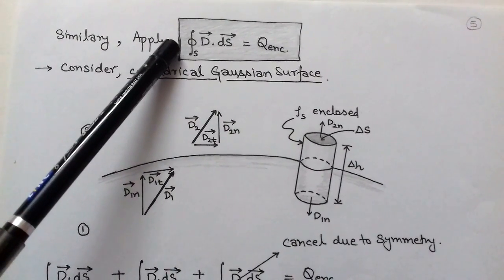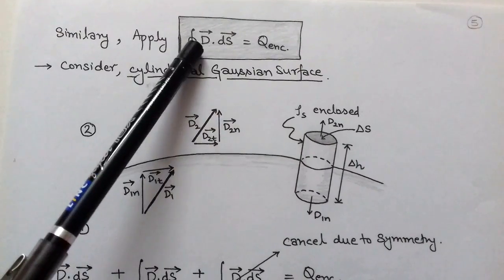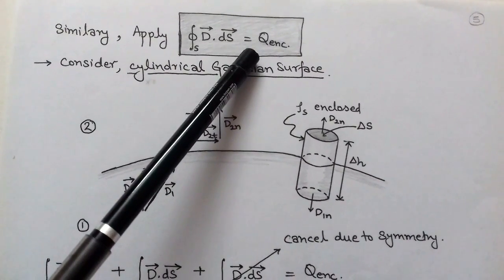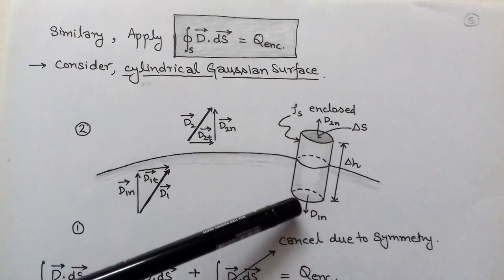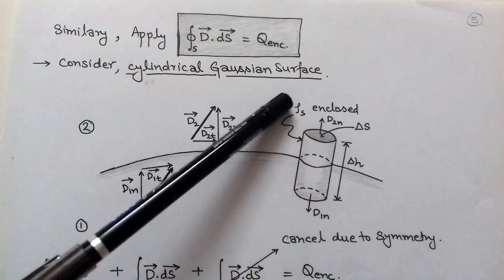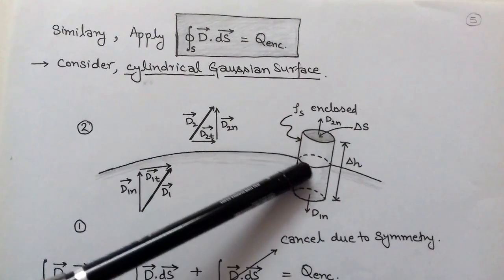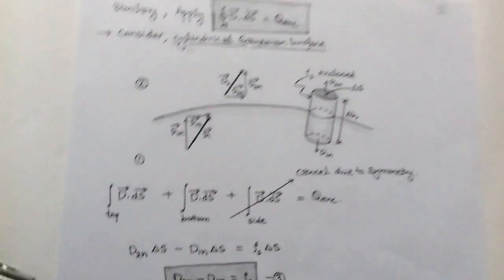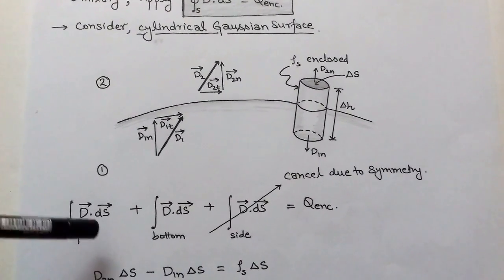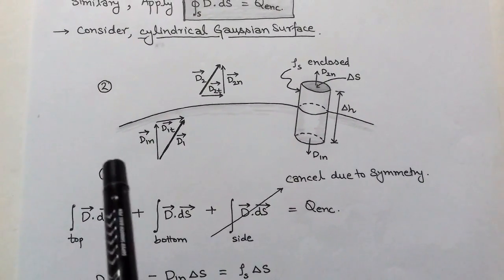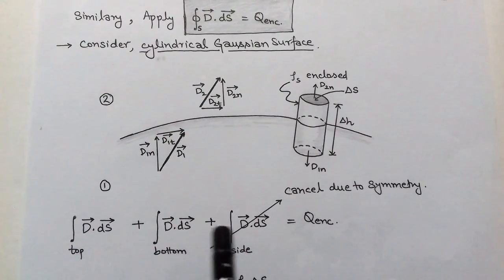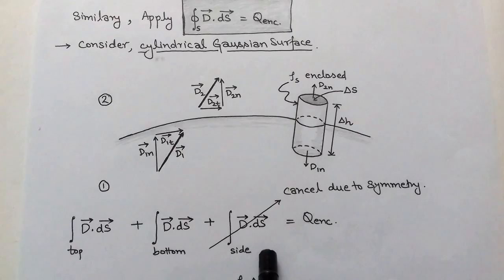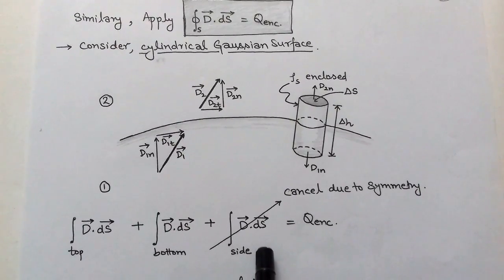Now we apply the Maxwell equation, that is closed surface integration D dot ds equals Q enclosed. Here we see that this cylinder has three surfaces: top surface, bottom surface and a curved surface. So we divide the closed surface integration into three parts: surface integration for the top, surface integration for the bottom and surface integration for the side.